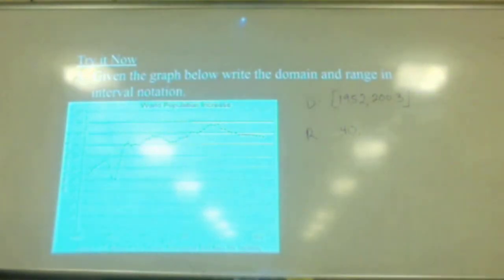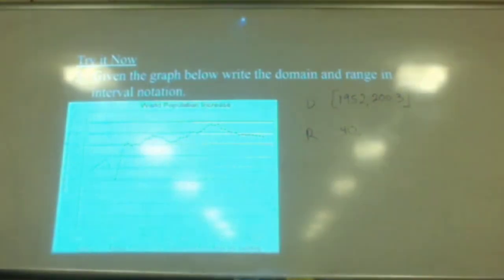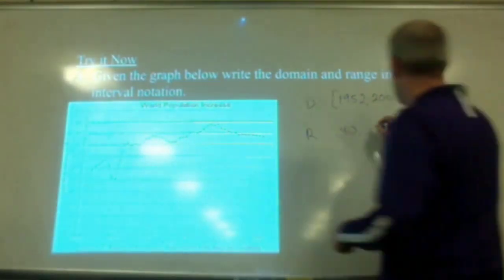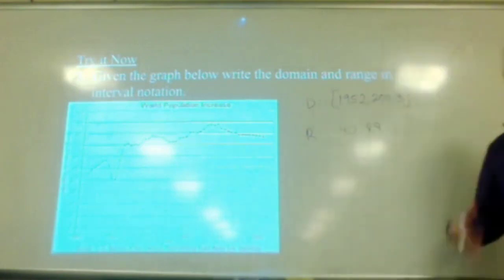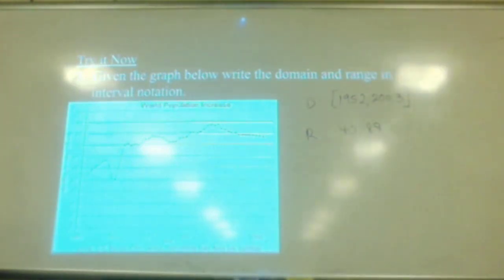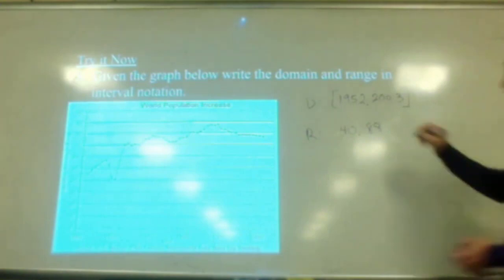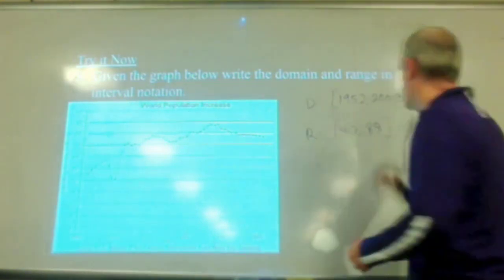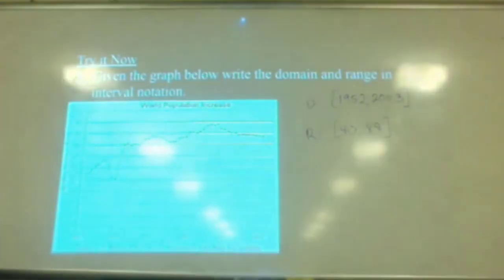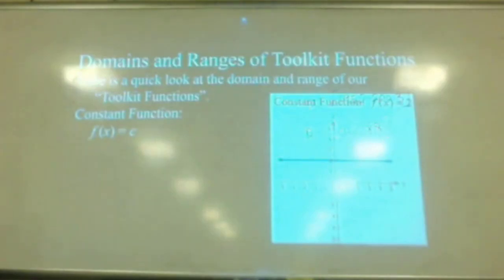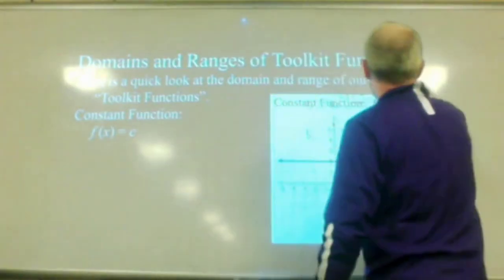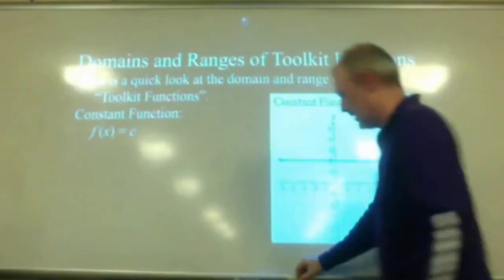Okay, and then how high does it look like this probably gets to? 88, okay. And again, we don't see any open circles, so what do we get to say for our boundaries? Brackets. And that is right, they're closed. Okay, so again, the graphs aren't too bad, right? It's pretty easy to find the domain and range there, hopefully. As long as we don't mix the two up. Any questions? All right, so we want to look at the domain and range quickly with our toolkit functions again.